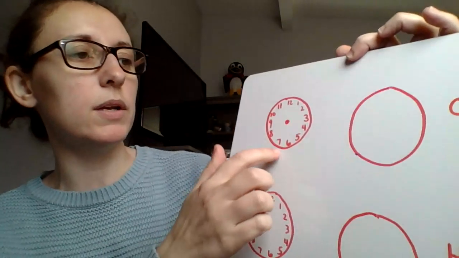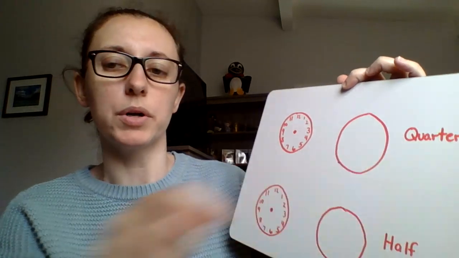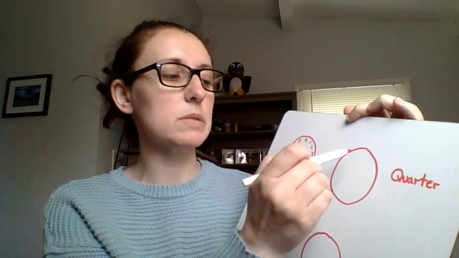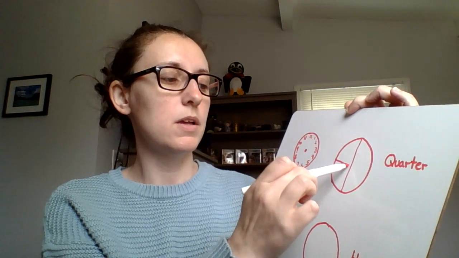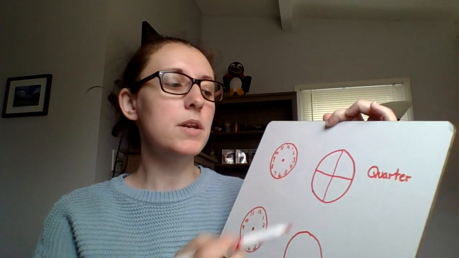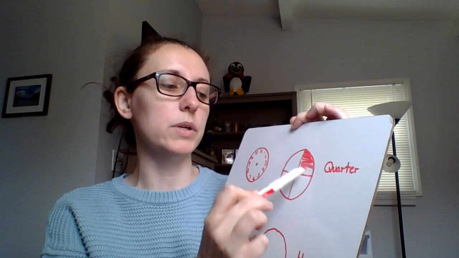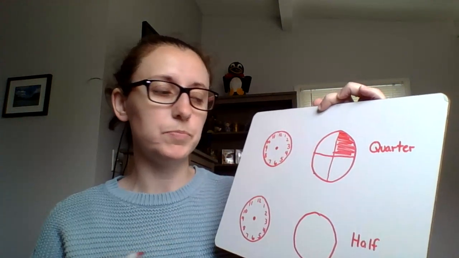So here I have one clock without the hands on it and a circle, and it says the word quarter. Well, the reason it says quarter is because it's just like when you split the circle into fourths. Another way to say fourth would be this is 1/4 of the circle.